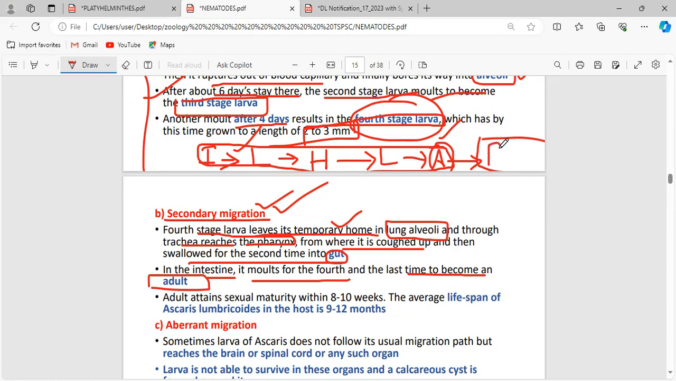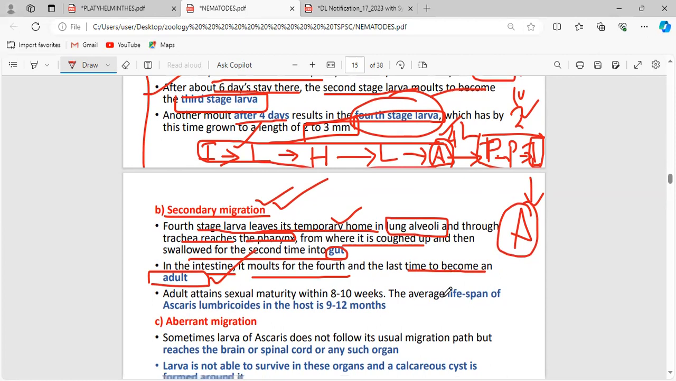Now the secondary migration starts from the alveoli. It will reach the tracheae, the pharynx, and after the pharynx, it will once again enter the intestine. This is the secondary migration. And when it reaches the intestine, during the second migration, it becomes an adult. Clear? Now, what is the end product? Adult. In the primary migration, what is the end product? Fourth larval stage. And in the secondary migration, when it reaches the intestine, they become adults. These are the significant points.